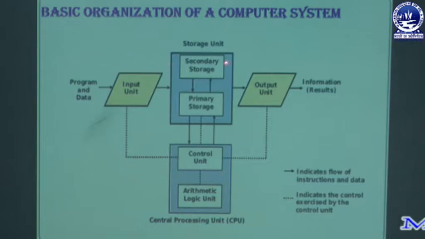So this is the basic organization of a computer system. I hope now you are clear about the functions of the computer and the functional units of a computer. We have basically five functional units: the input unit, responsible for inputting; the storage unit, responsible for storing; the central processing unit, made up of the arithmetic logic unit and the control unit, responsible for processing; and last is the output unit, which is responsible for outputting. So these are the basic functions and the basic functional units of a computer.